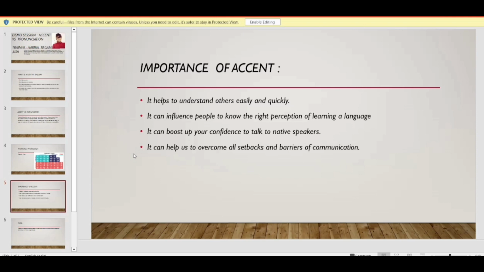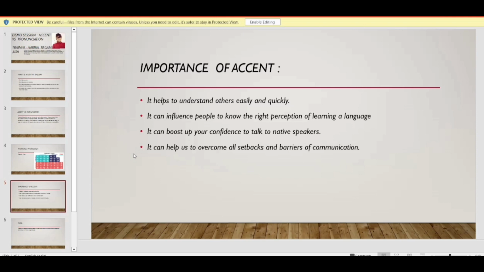Sometimes they will ask you, sorry, pardon, what are you saying? That means they can't understand our English because of our accent. So, if we have proper accent, we will feel confident to talk to native speakers and they can also understand our English very easily. So, we will never lose our confidence. That's why it is also important to improve our accent.